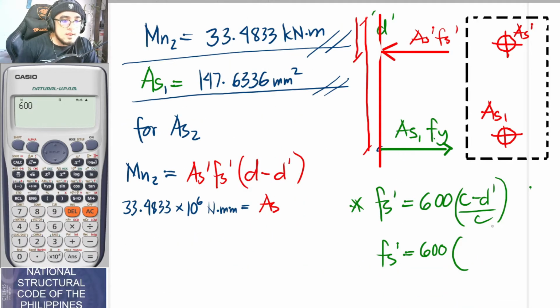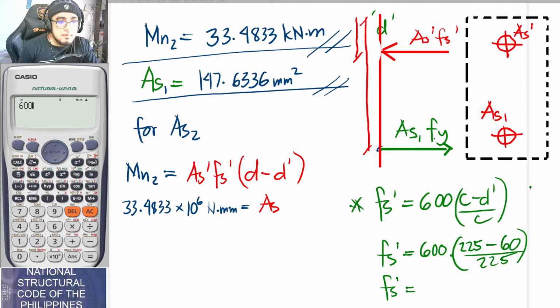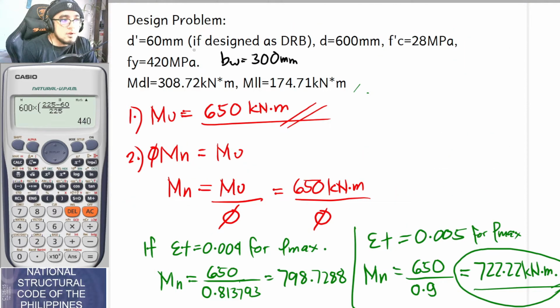So with that, that is now equal to 225 minus d prime, and our d prime is 60, divided by 225. So fs prime is now equal to 600 times (225 minus 60) divided by 225. So our fs prime is now equal to 440 megapascal. And our Fy is equal to 420.